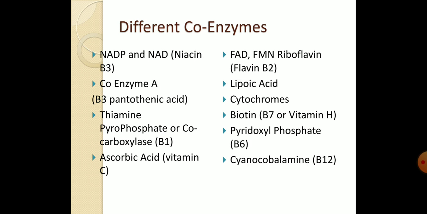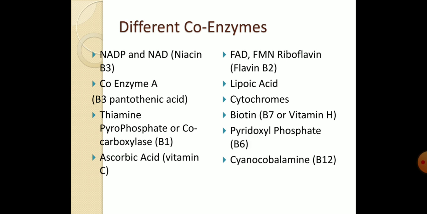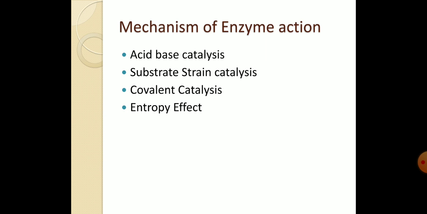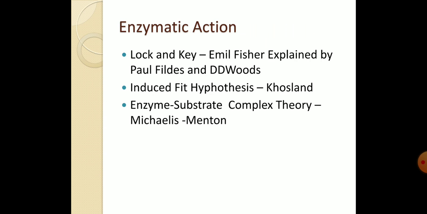There are different types of coenzymes, such as NAD and NADP, FAD, FMN, and also ascorbic acid in the case of vitamin C, and also pyridoxal and biotin. So these are some different types of coenzymes. This is the complete account of enzyme types, enzyme definition, and enzyme characteristics. Next, going to enzymatic action. In the next class we will discuss enzymatic action.